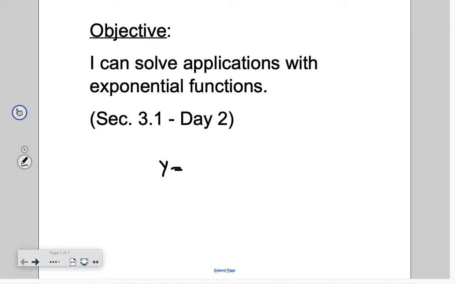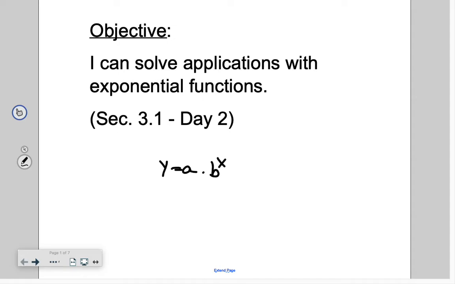General form of an equation: y equals a times b to the x. Where, remember, and then we added in the shifts and all that stuff, but remember, a is your initial value. That's your starting point. And remember, b was your multiplier. What are we multiplying by every time? And how many times am I multiplying by it?